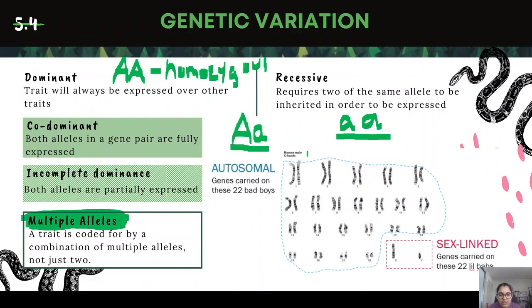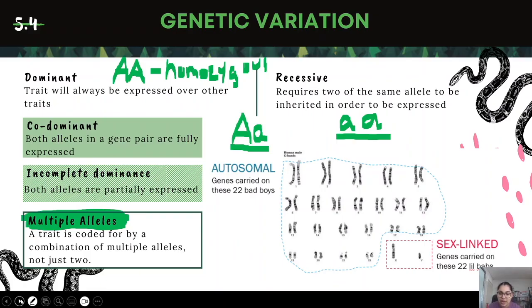I'll draw your attention to this part over here now. This is what your chromosomes look like. Remember, the genes are carried on these 22 pairs here, and then here you've got these two sex-linked chromosomes, your X chromosome and your Y chromosome. So hopefully that makes sense.